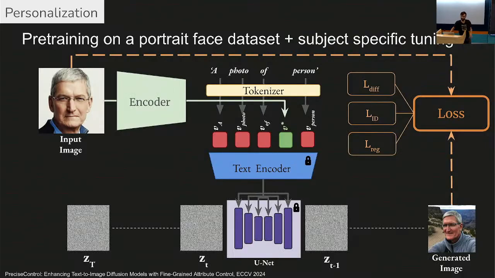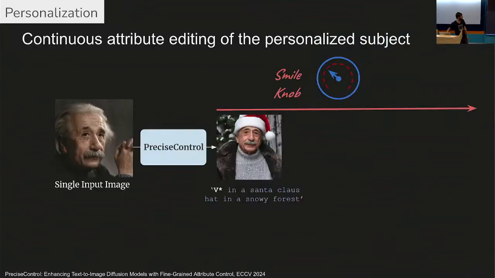Yeah, I'll come to that. Once this is trained, we'll pass a new image, get its embedding V star, and combine it with the prompt to generate new compositions.